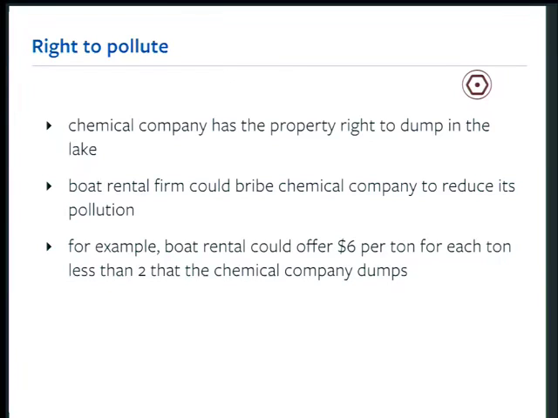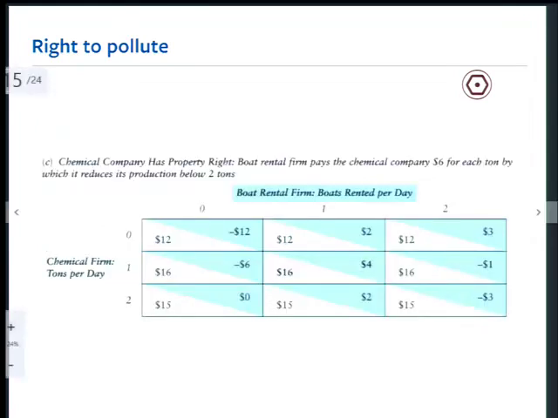Now the boat rental company can bribe the chemical company to reduce its pollution. Right? So for example, the boat rental company could offer the polluting firm $6 per ton it doesn't pollute. So if you reduce your pollution from 2 to 1, we'll give you $6. From 1 to 0, we'll give you $12. So you do this again to the initial payoff table, and that payoff table now looks something like this, right?